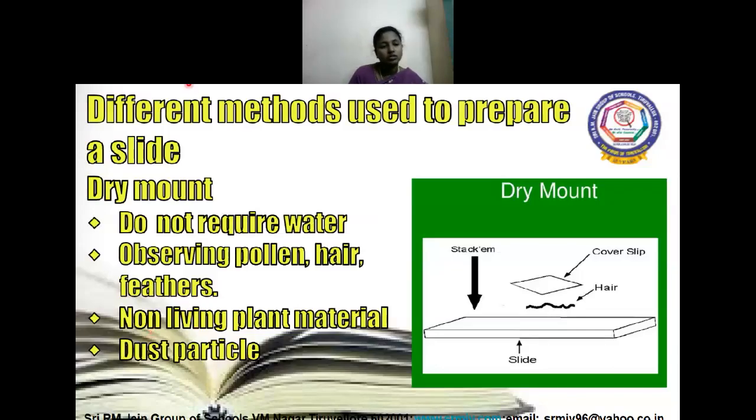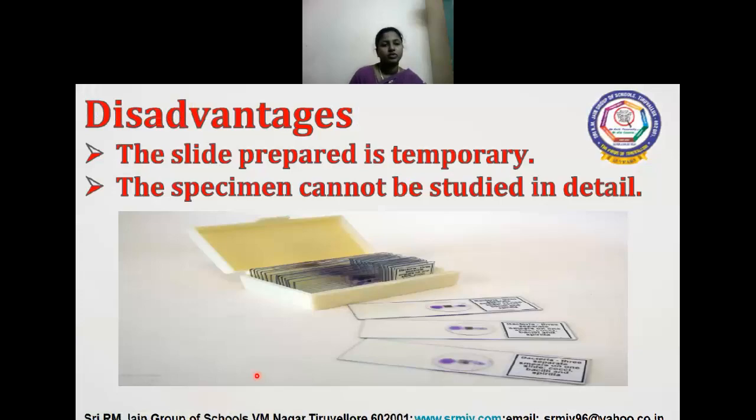Dry mount. This method is used to prepare slides that do not require water, such as slides for observing pollen, hair and feathers. Non-living plant materials are prepared using this method. It has disadvantages: the slide prepared is temporary and the specimen cannot be studied in detail.